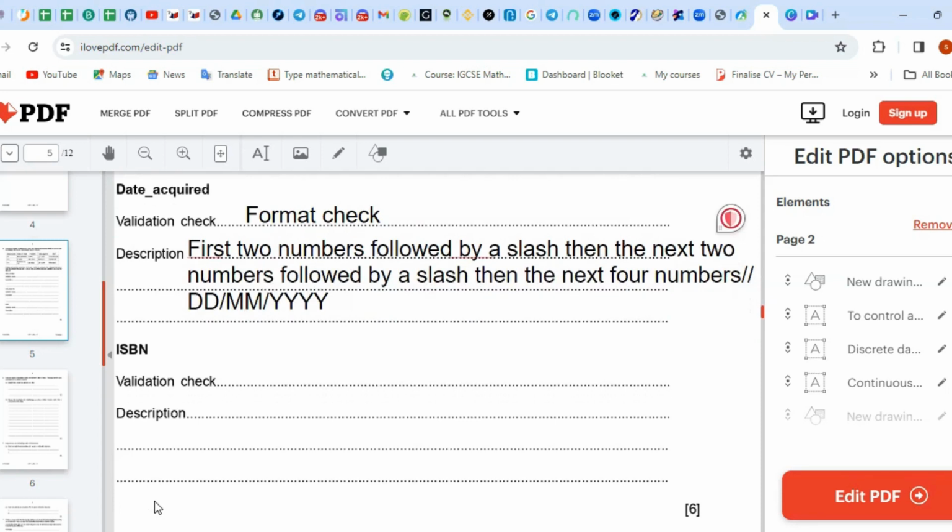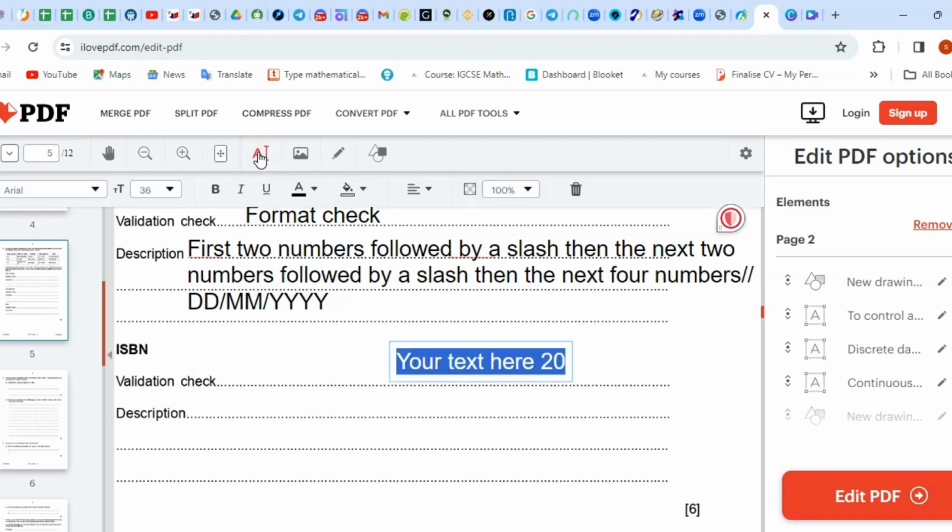ISBN. So we all know the full meaning of ISBN, right? Good. So what is the validation check for ISBN? We can have check digits or character check. So let's go for character check. What do I call it? Character check.